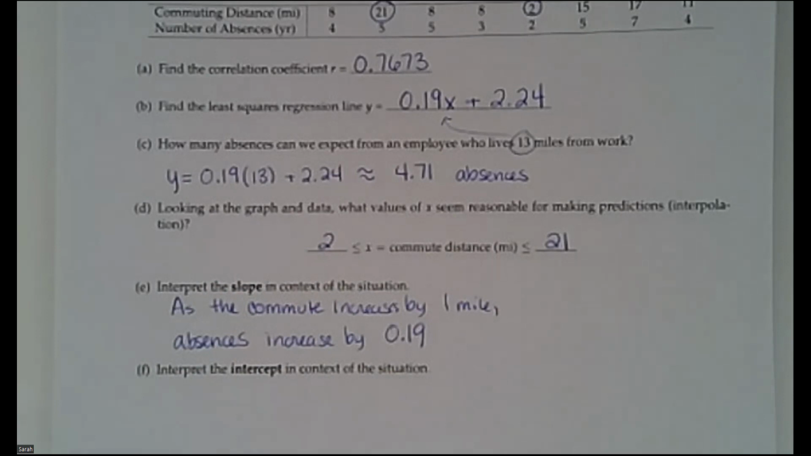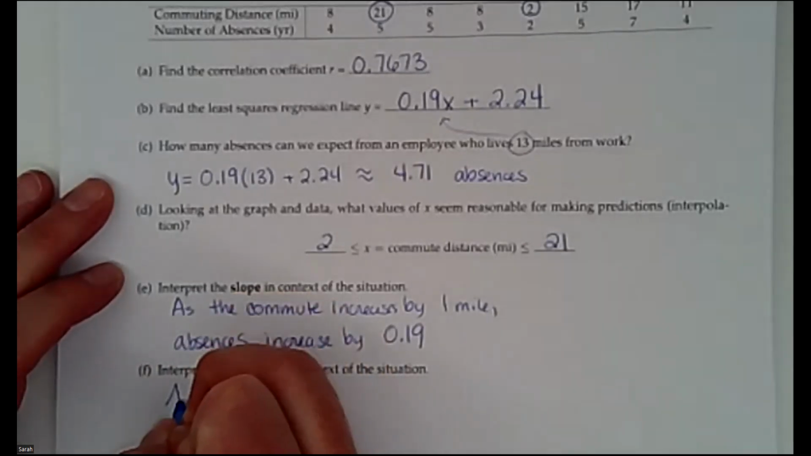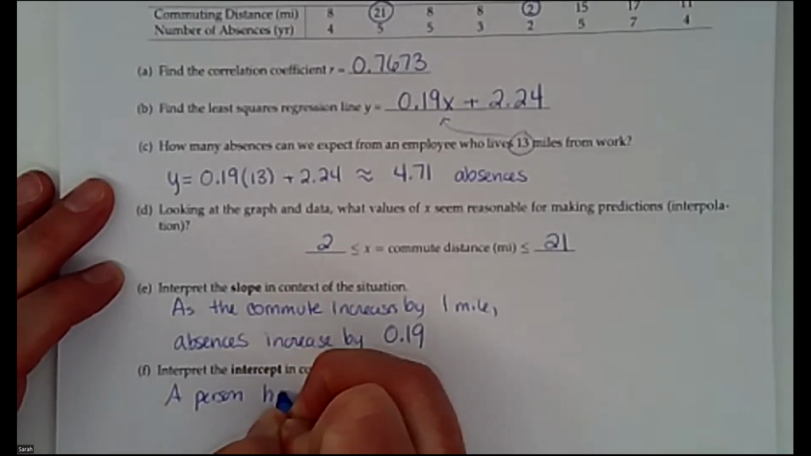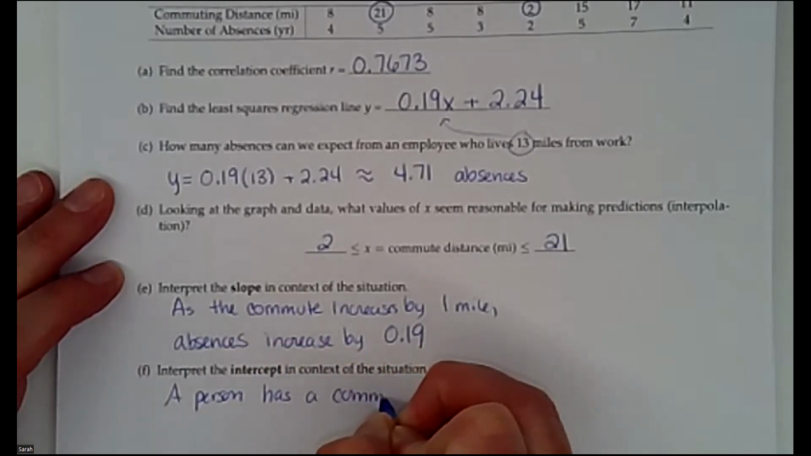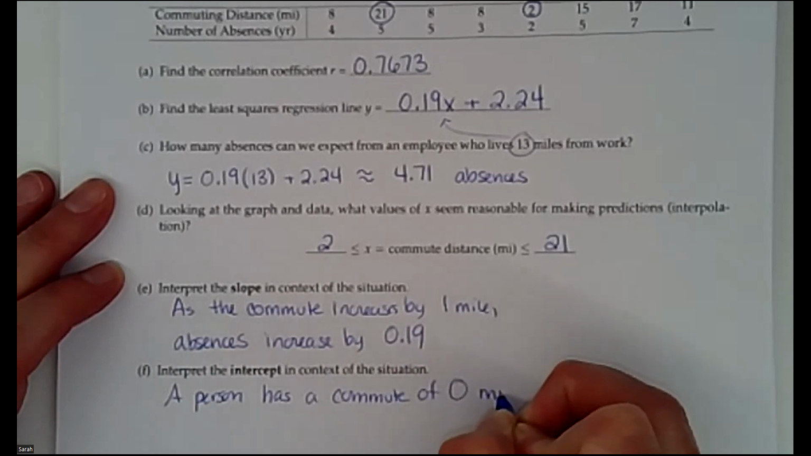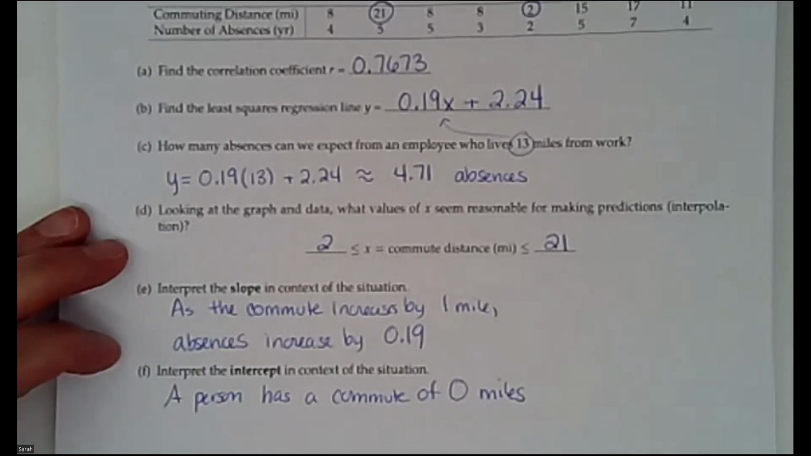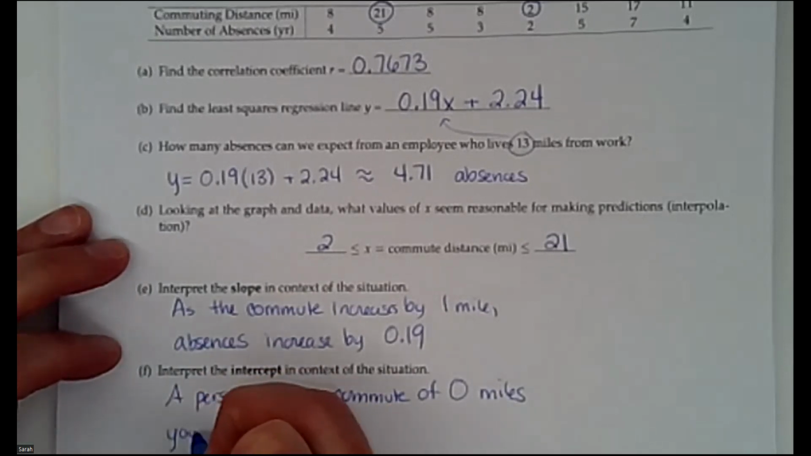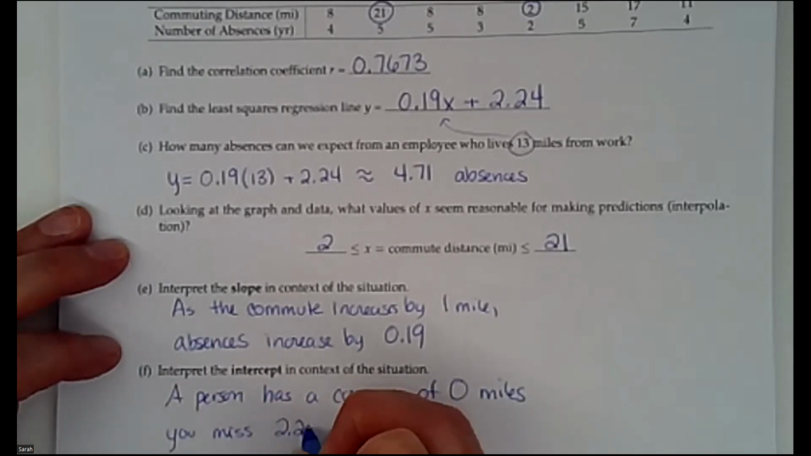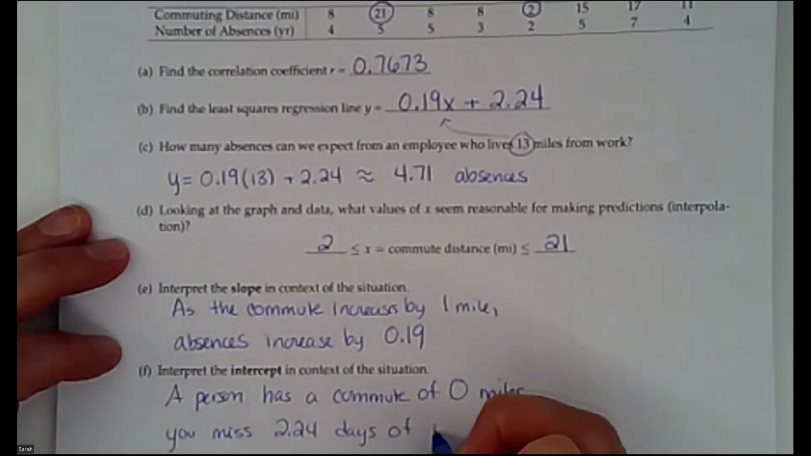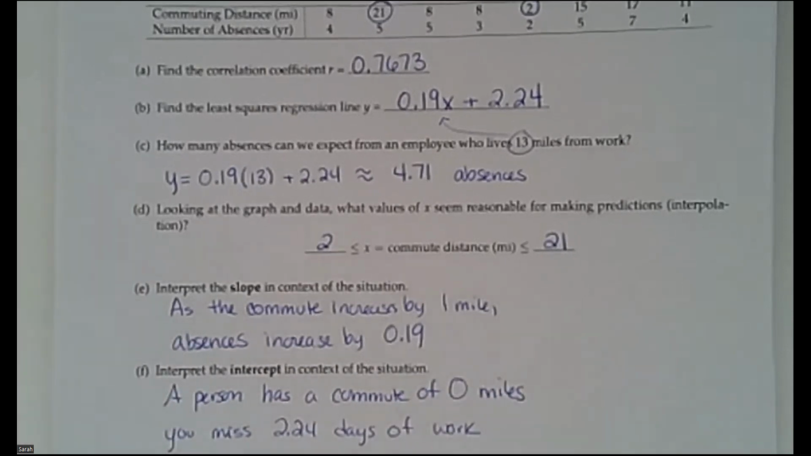Okay. And then our intercept. So our intercept is that fixed value that sits on that y-axis or vertical axis. So that happens when our x value is 0. So that would be our commute. So I could say something like, a person who has a commute of 0 miles, or I could say when the commute is 0 miles, any of those kinds of things would work. You miss 2.24 days of work. Or you could say 2.24 days of work is missed, kind of anything along those lines that gets at this flavor.